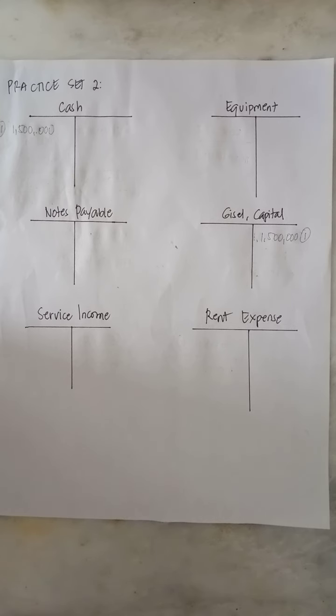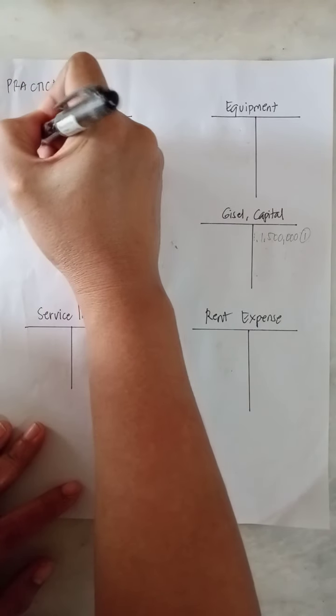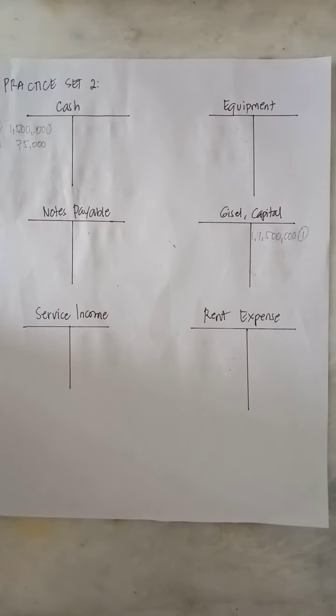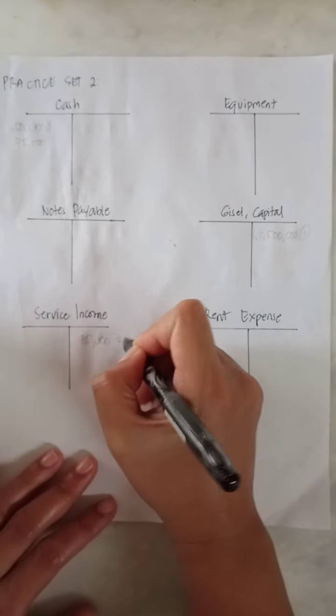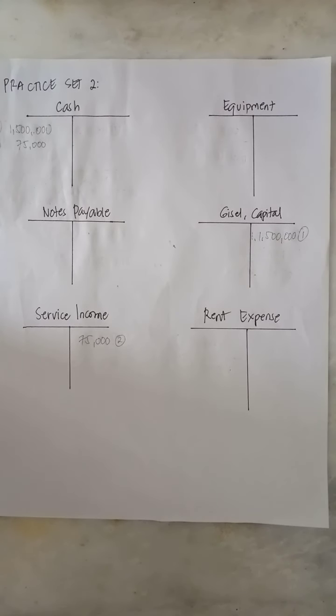So the value received by the business is, since cash is being paid by La Suerte to the business, the value received by the business is cash, and the effect of the transaction on the accounting elements, there is an increase in cash. So you debit cash to increase the cash, and you credit what? Since the value given up is services rendered, there is an increase in income or revenue account. Therefore, you credit service income for 75,000 pesos.